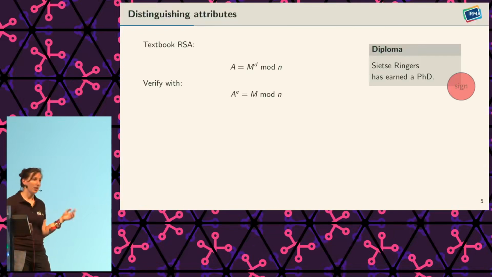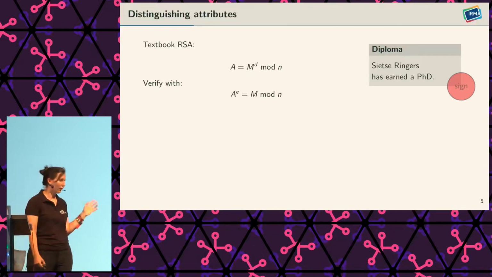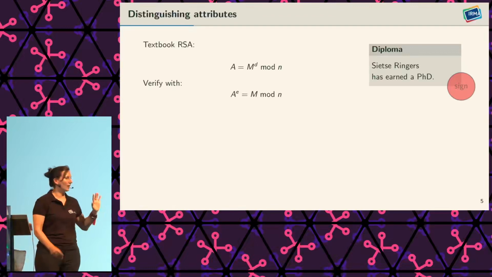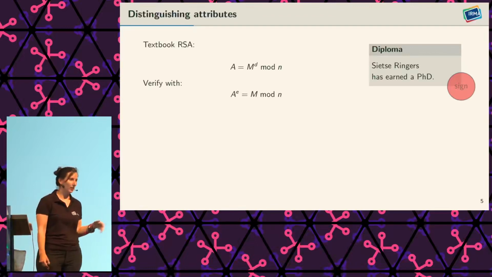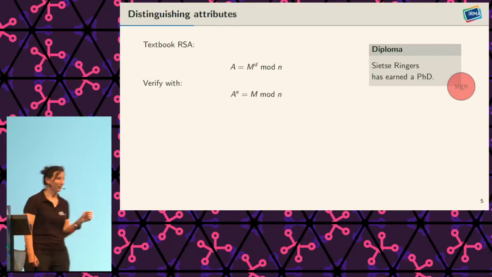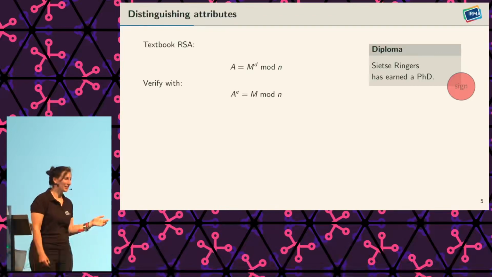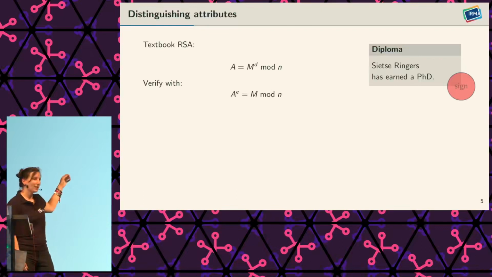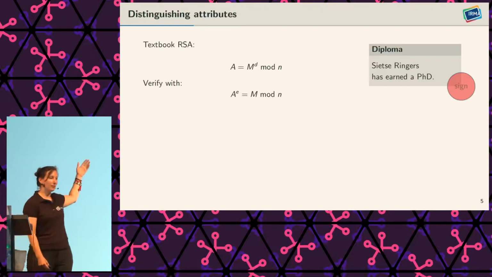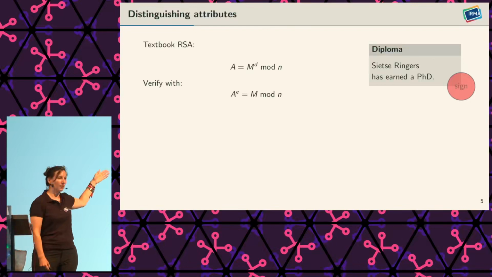This is textbook RSA, and I will not cover this any further. You can just look it up. And if you don't know it in detail, it's okay. You should still be able to follow the talk to some degree. The verifier then later on can take the signature, take it to the power of the public value E, and it should result again in this number M modulus N.